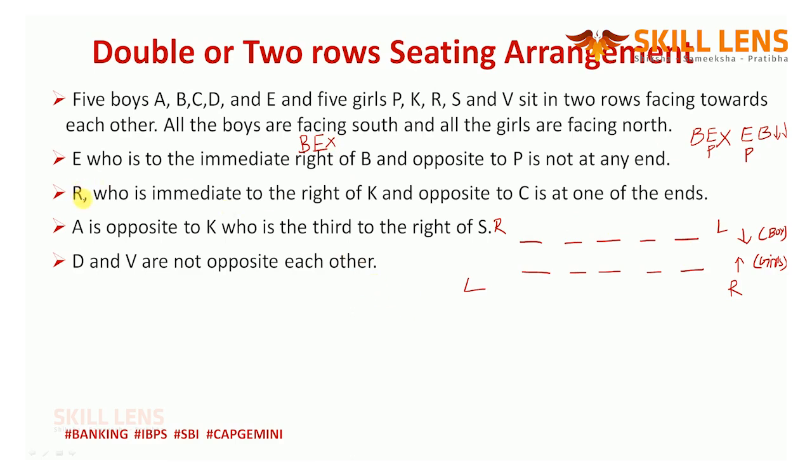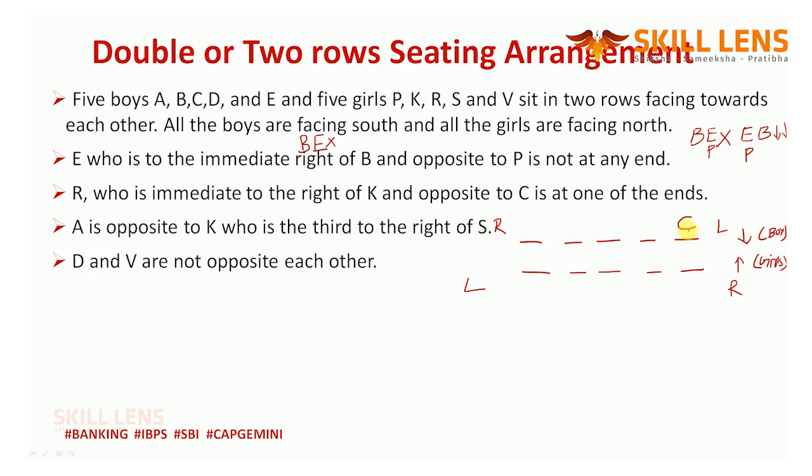Next. R, who is immediate right of K and opposite to C, is one of the ends. So who is at the end? C. C is definitely one of the ends. If you closely observe, I have to place C here or C here. Let me place C here.